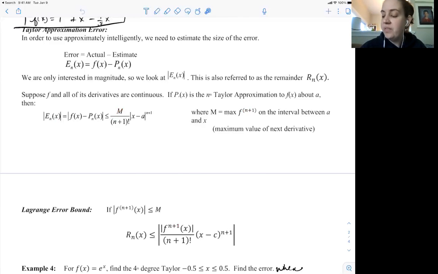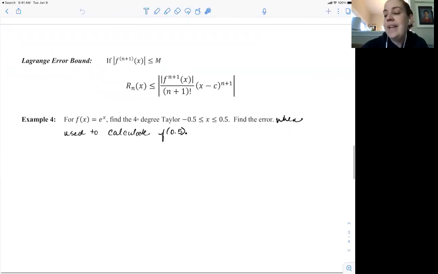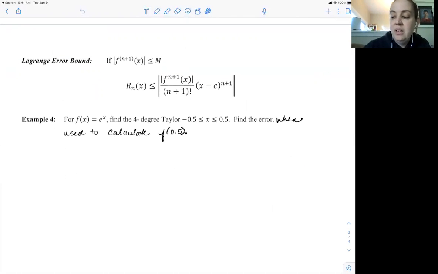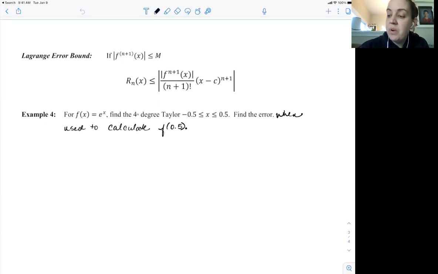So let's see what happens for us. For f of x equals e to the x, find the fourth degree Taylor polynomial between negative 0.5 and positive 0.5. Find the error when used to calculate f of 0.5. So what are we doing? Well, we want to find the fourth degree Taylor polynomial first.